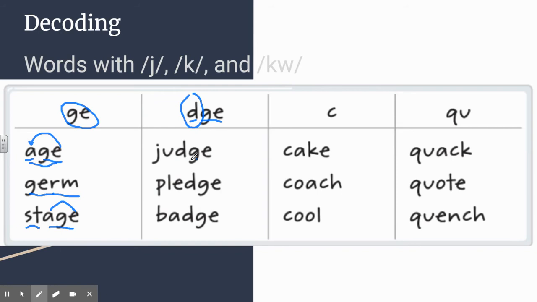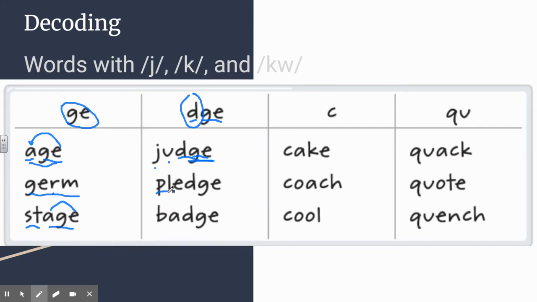So in this case, the GE is just saying J, and the D is a blocker, preventing that E from jumping over here and telling the U to say its name. It cannot do that. So in this case, I've got J. Now the DGE just says J, just like it did when it was GE. Remember, the D isn't making a sound, it's a blocker, so that the U can say its short sound here. Let's take a look at the next word.